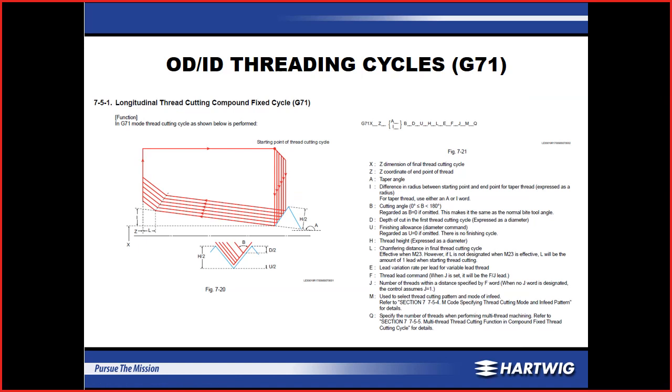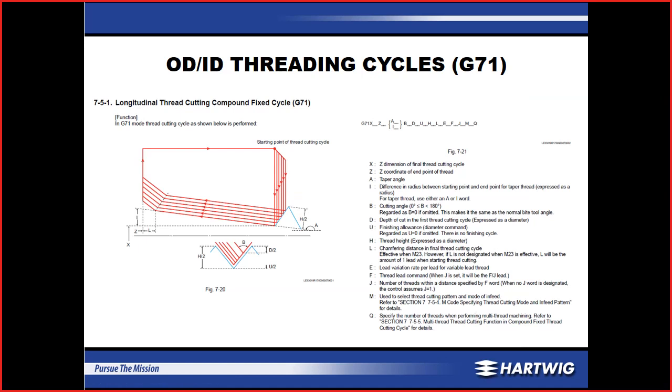D is depth of cut in the first thread cutting cycle. U is finishing allowance. So typically I will use a U of 5/10. H is thread height expressed as a diameter. L is chamfering distance if M23 is used. I typically program threads with M22 so that I get full depth thread all the way across the part.